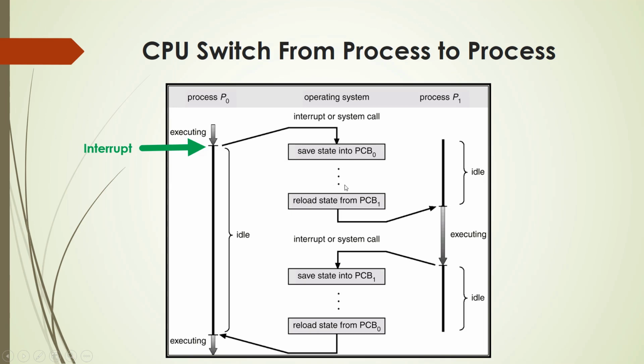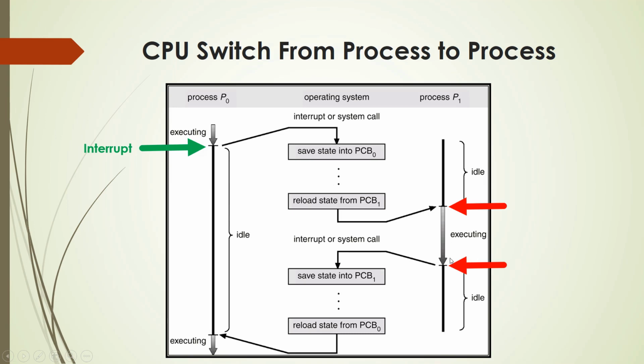Then if we see this particular red arrow, for the process P1 the operating system is reloading the process control block of the process 1. Here 1 means for process 1 and 0 means for process 0. Now once the state of the process P1 has been reloaded, it will be executing. So from this red arrow to this red arrow, the process P1 is in execution.